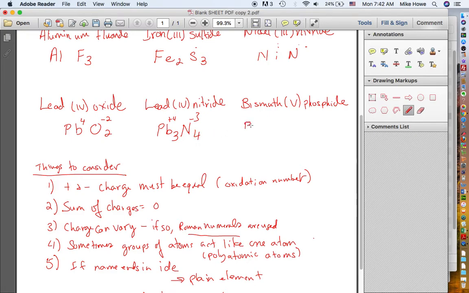Bismuth. Now bismuth is in the -3 column, but as you go down the periodic table, remember the size gets bigger because you're adding energy levels. And what happens in that particular column is that when you get down here with the bigger atoms, they actually change to metals, and instead of gaining, they tend to lose electrons.